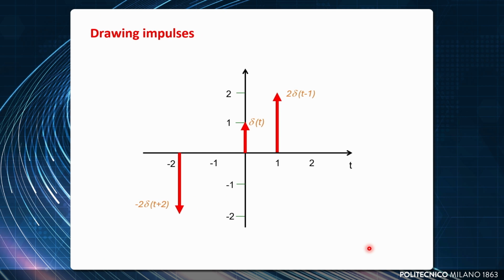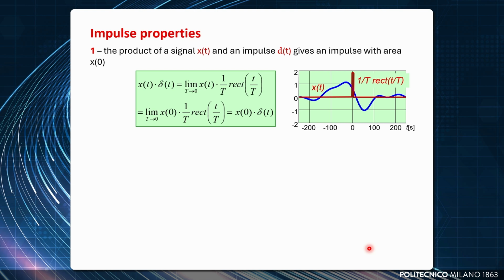This impulse is important in many mathematical derivations, and one of them is the property of what happens if you multiply a signal by an impulse. So you have 0 everywhere except where you have the impulse. The product of a signal by an impulse is again an impulse whose area is the value of the signal in the position of the impulse. This property is written in here.